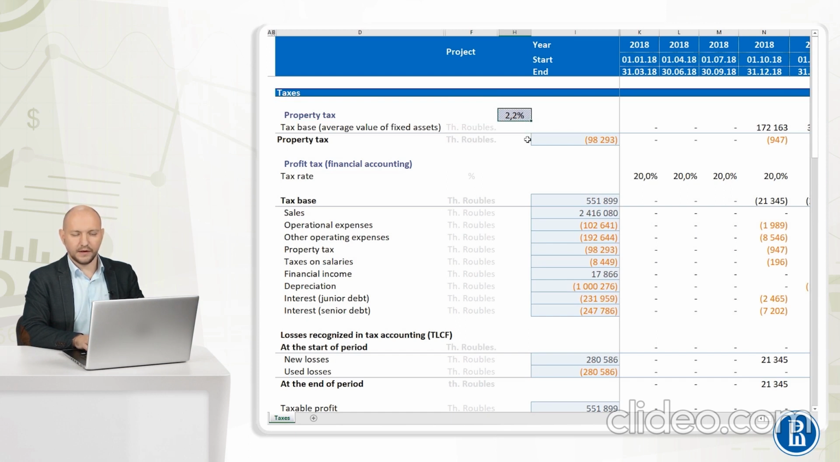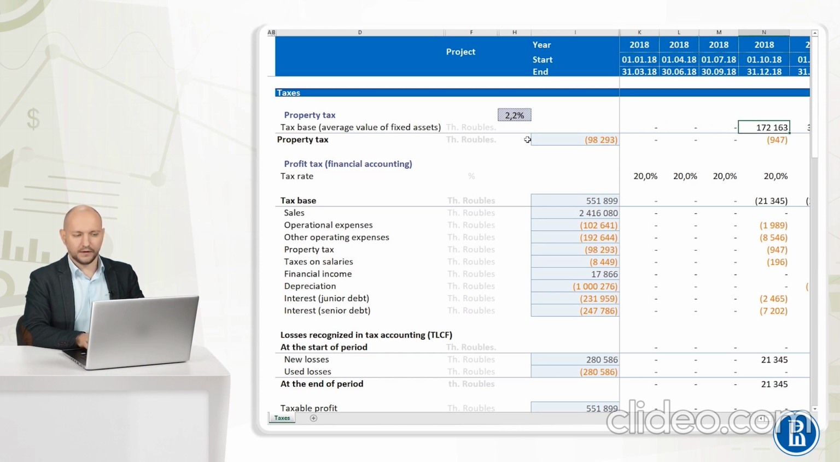We assume that our company is located in Russia and it's living according to Russian tax regimes. We consider that the company uses the general tax regime. That's why the company pays 2.2% of property tax. And let's consider how it's calculated here.